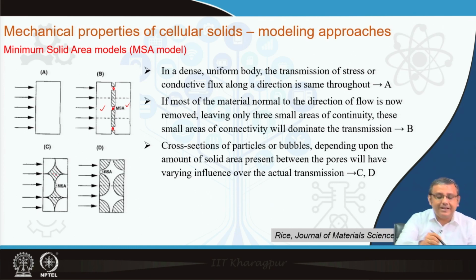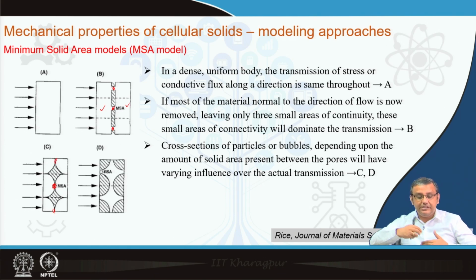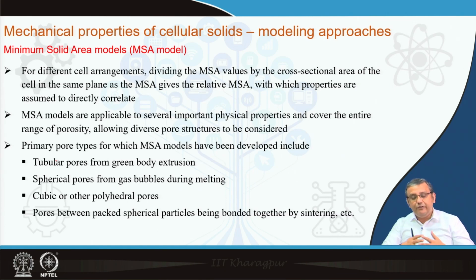Again we can see that this area, over which there is a contact, is the minimum solid area over which the flux or load transfer can actually occur. The idea is that these models find the amount of area over which there is contact between neighboring cells, divide this minimum solid area value by the complete cross-sectional area, and then the material properties can be correlated to this minimum solid area value.